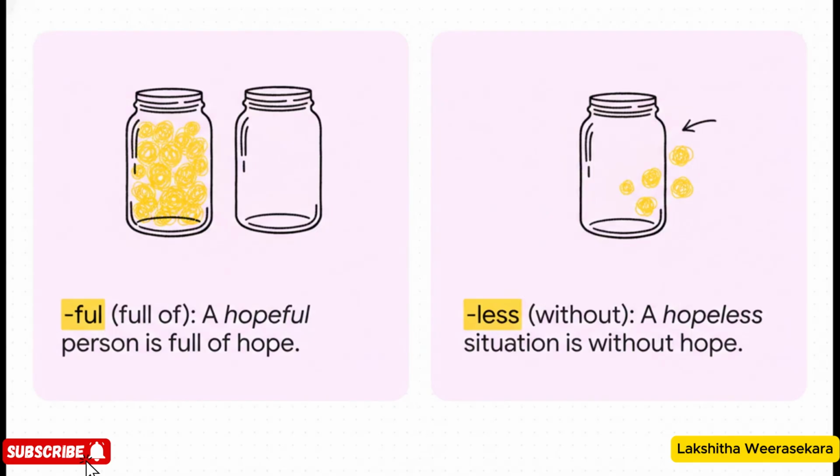And check out this cool trick. Adjectives can be really efficient. Just by swapping the ending, you can create the total opposite meaning. The ending full means full of, so someone who is careful is full of care. But the ending less means without, so someone who is careless is without care. It's a really neat system when you think about it.